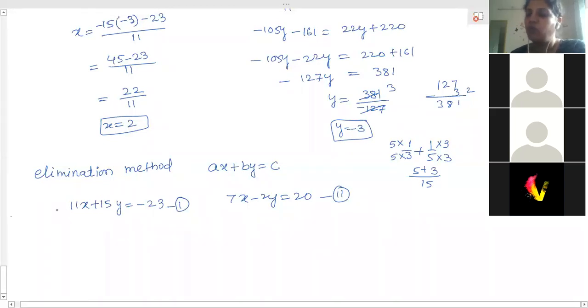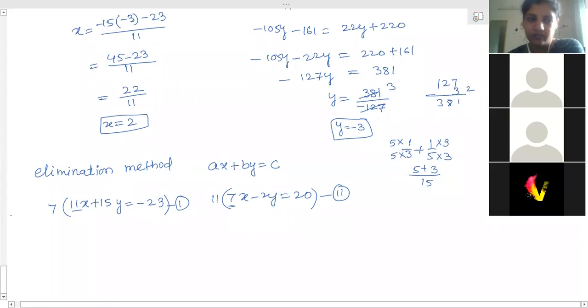11 and 7. What is the LCM? What is the LCM of 11 and 7? 77. So with which we have to multiply to get the 77 here? 7. So multiply to the whole equation. Not only to the one number, we have to multiply to the whole equation by 7. And this to make it 77, we have to multiply whole equation by 11.